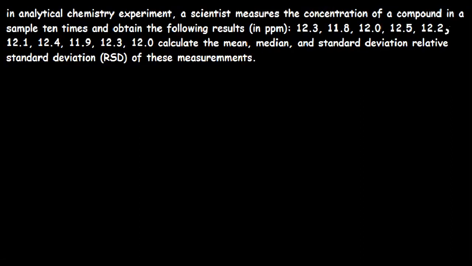In analytical chemistry, this often requires the precise determination of compound concentration in a sample. Statistical analysis of concentration measurement is essential for the evaluation of accuracy and reliability of experimental data. In this problem, we are provided with 10 concentration measurements in ppm. When I say ppm, this simply means parts per million of a compound in a sample.